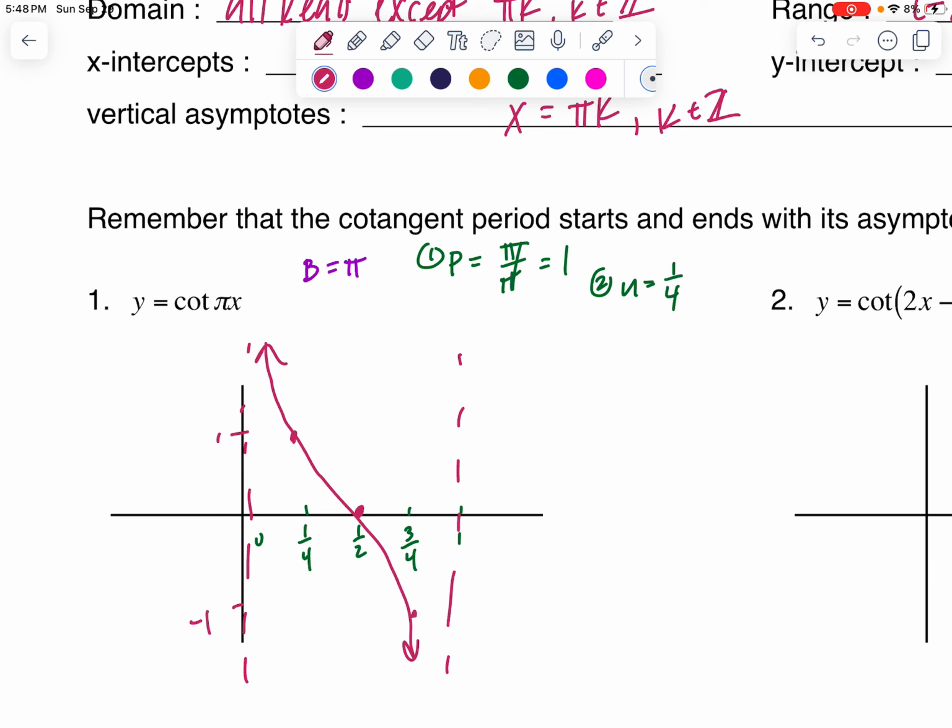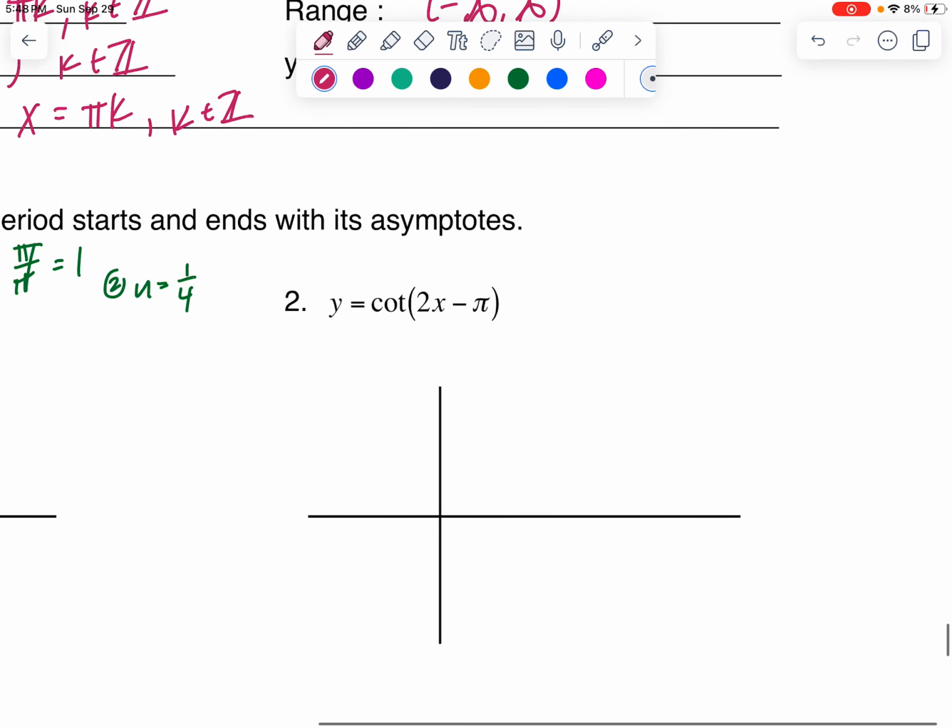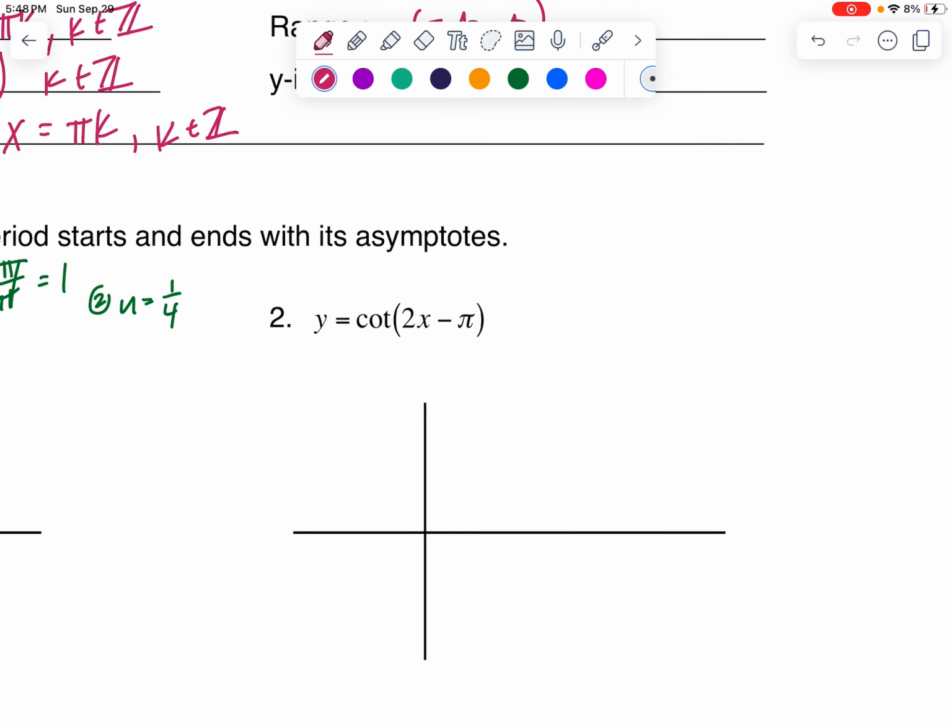Okay. Number 2, we have y is equal to cotangent of 2x minus pi. Again, we have to get this x by itself, so we do have to go and factor some. So I have y is equal to cotangent. I'm going to factor out a 2. The x is now alone. And then this guy becomes a pi over 2. So really, we're going to go ahead and go right pi over 2. It's telling me that my b is equal to 2, so then my period does change.